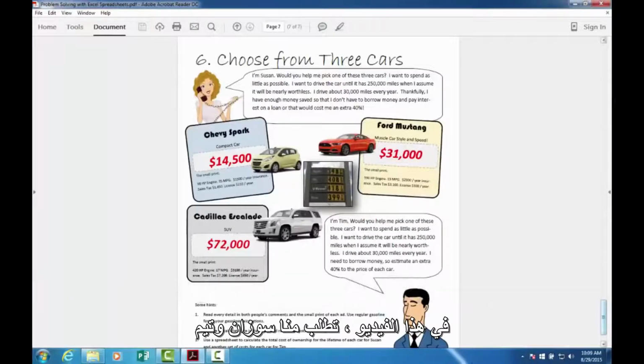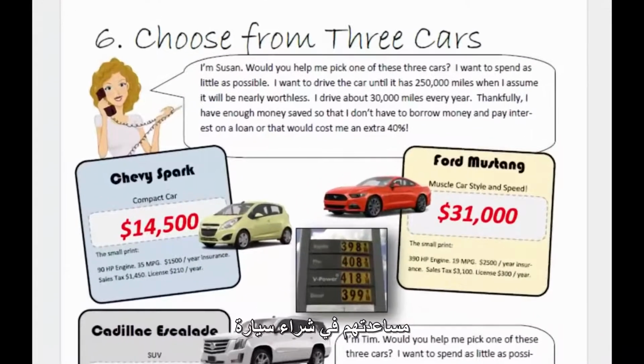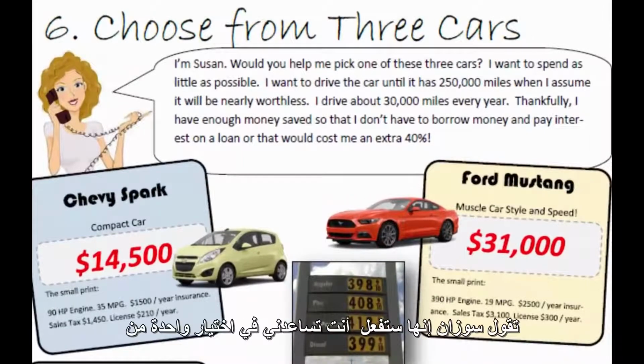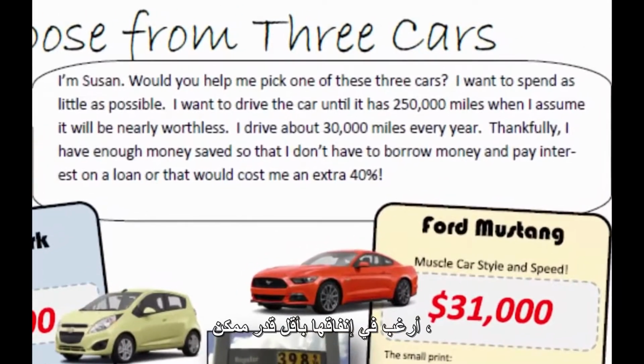Welcome to the last in the series of Excel Problem Solvers. On this video, Susan and Tim are asking us to help them purchase a car. Susan says, "Would you help me pick one of these 3 cars? I want to spend as little as possible. I want to drive the car until it has 250,000 miles when I assume it will be nearly worthless. I drive about 30,000 miles every year. Thankfully, I have enough money to save so I don't have to borrow money and pay interest on a loan that would cost me an extra 40%."